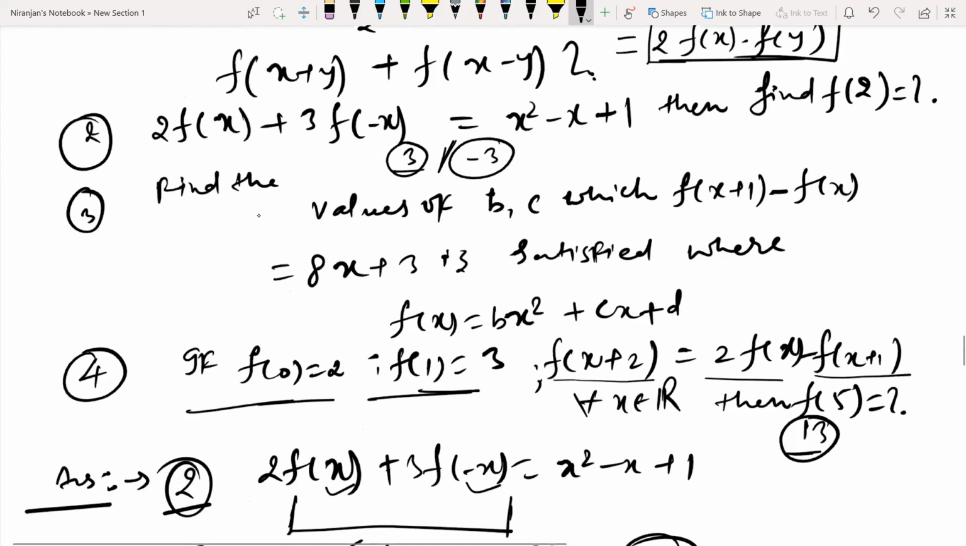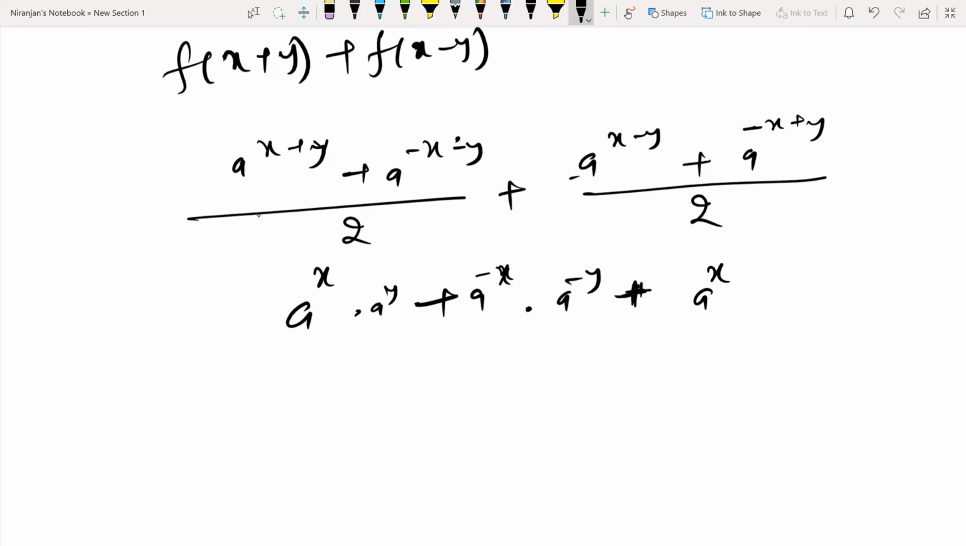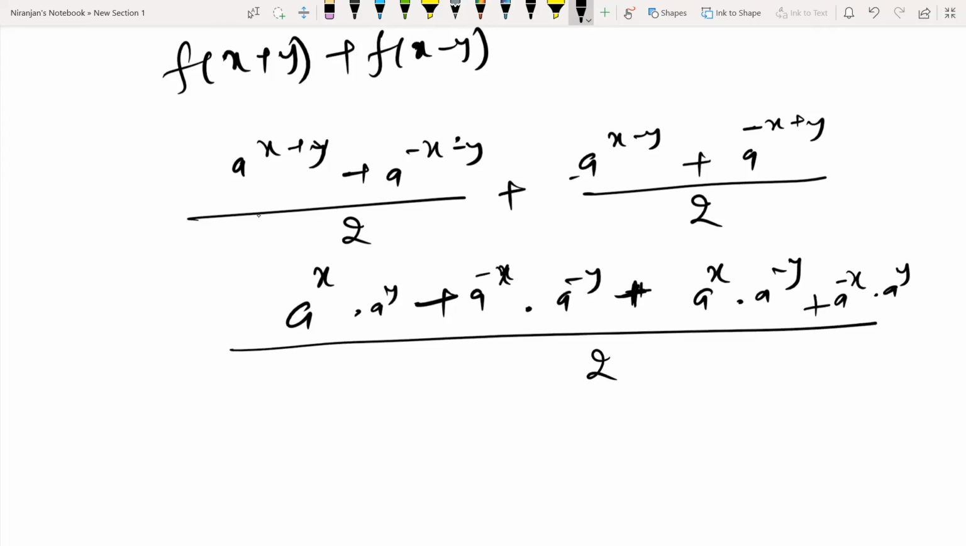You just segregate them: a to the x, a to the y, a to the minus x, a to the minus y. Since the denominator is the same, I write this as a to the power x into a to the power minus y plus a to the power minus x into a to the power y, divided by 2.